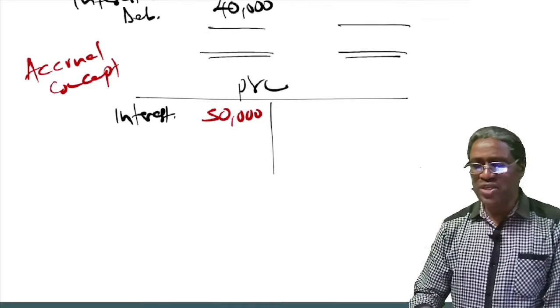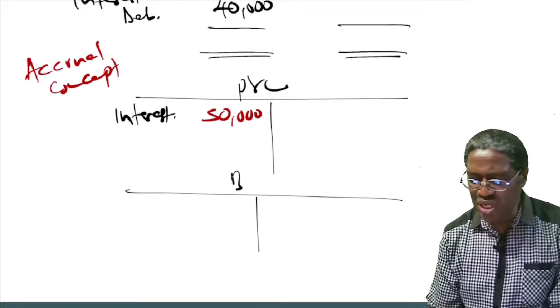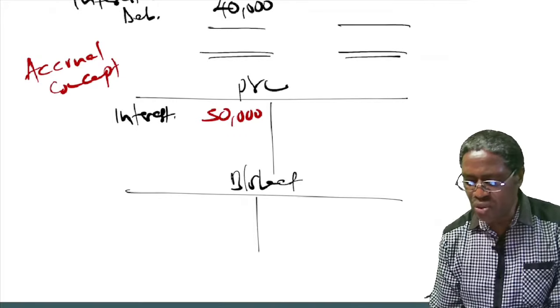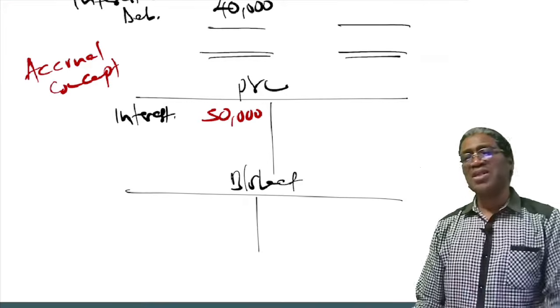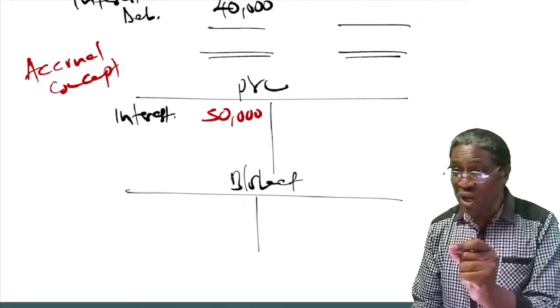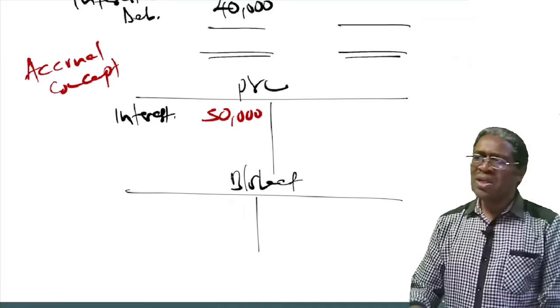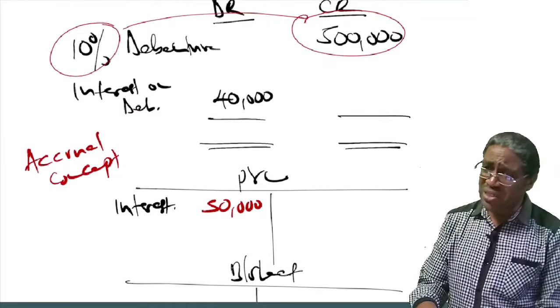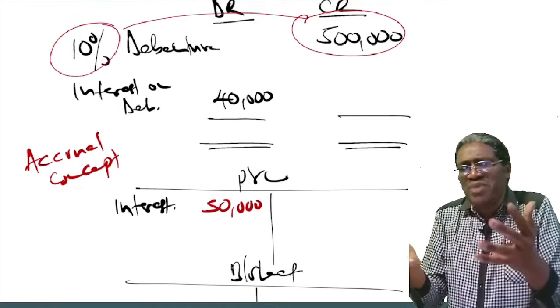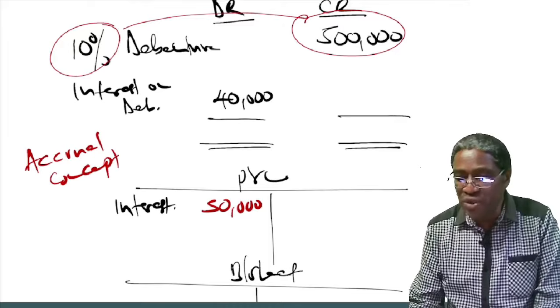Listen. It is only when you are doing the balance sheet of this company that you become concerned as to whether you owe the debenture holders anything. That's the time you go back to the trial balance and check, have we paid our debenture holders anything? So according to this trial balance, we have paid them 40.